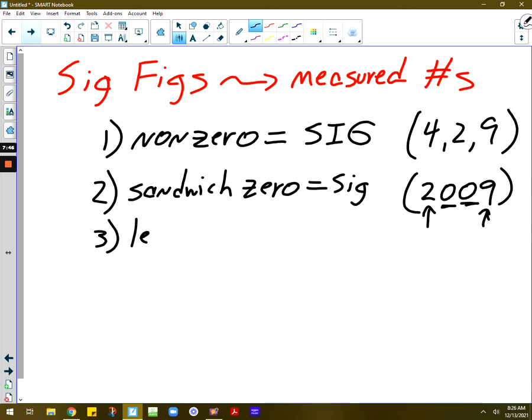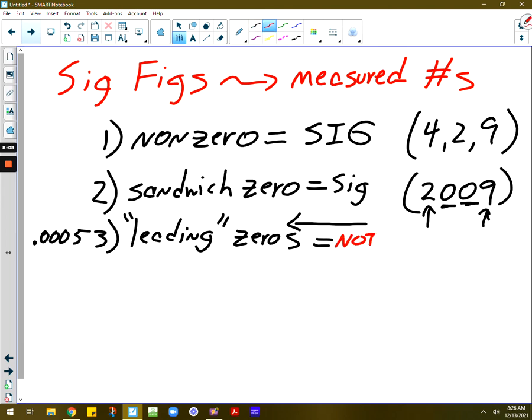Leading zeros, which are zeros that are out in front of all the non-zeros. So if I've got something like 0.0005, then leading zeros are not significant. They're just there as placeholders.